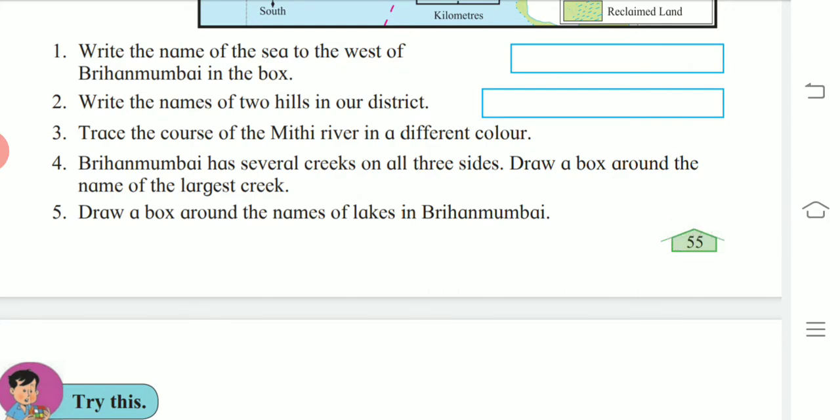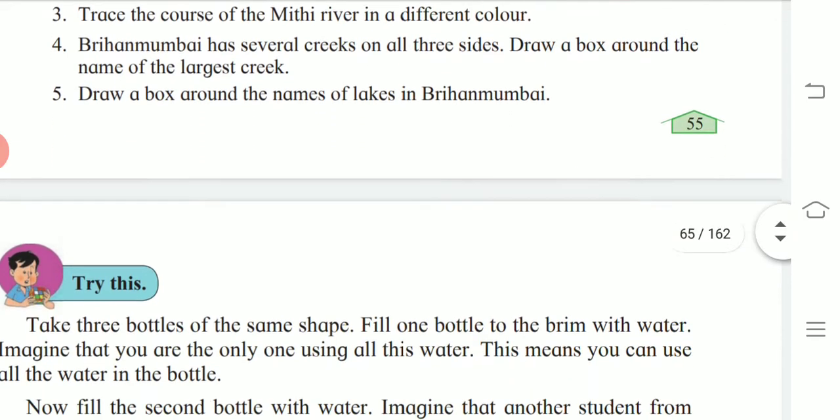Write the name of the sea to the west of Brihan Mumbai in the box. Write the names of the two hills in our district. Trace the course of the Mithi river in a different color. Brihan Mumbai has several creeks on all three sides. Draw a box around the name of the largest creek. Draw a box around the names of lakes in Brihan Mumbai.